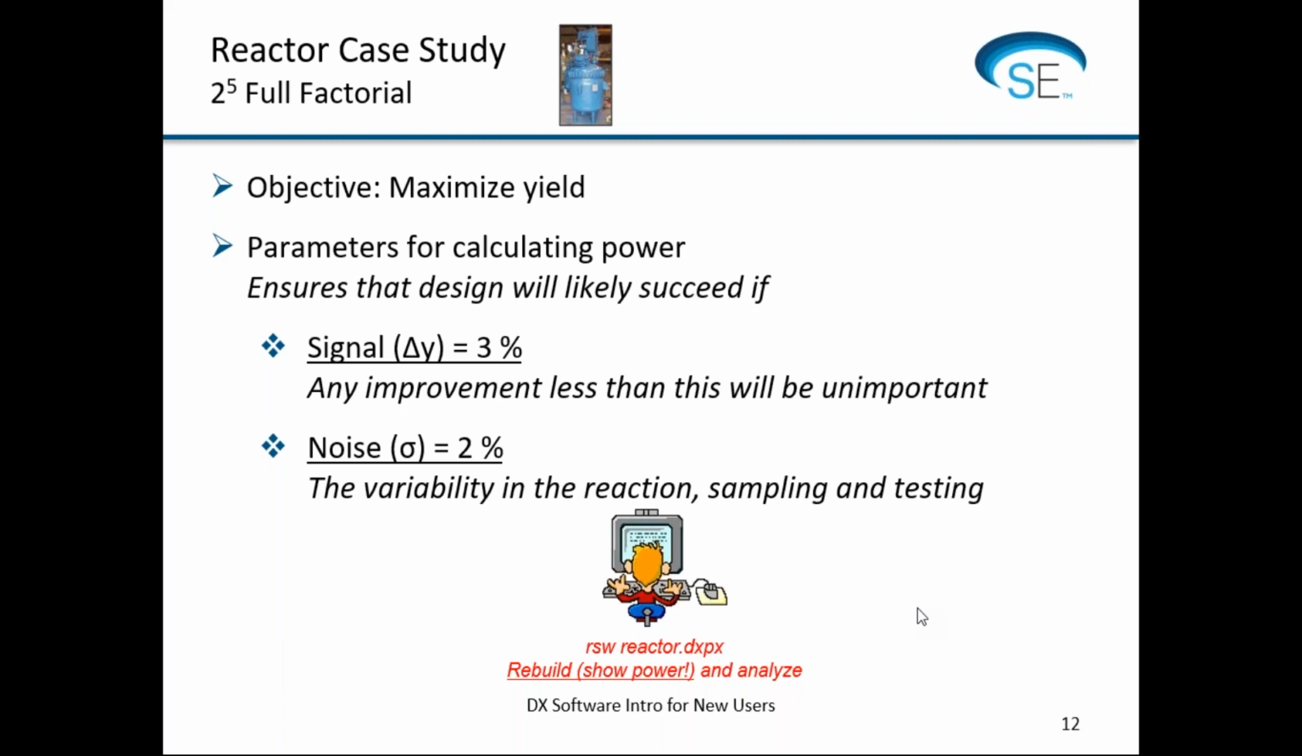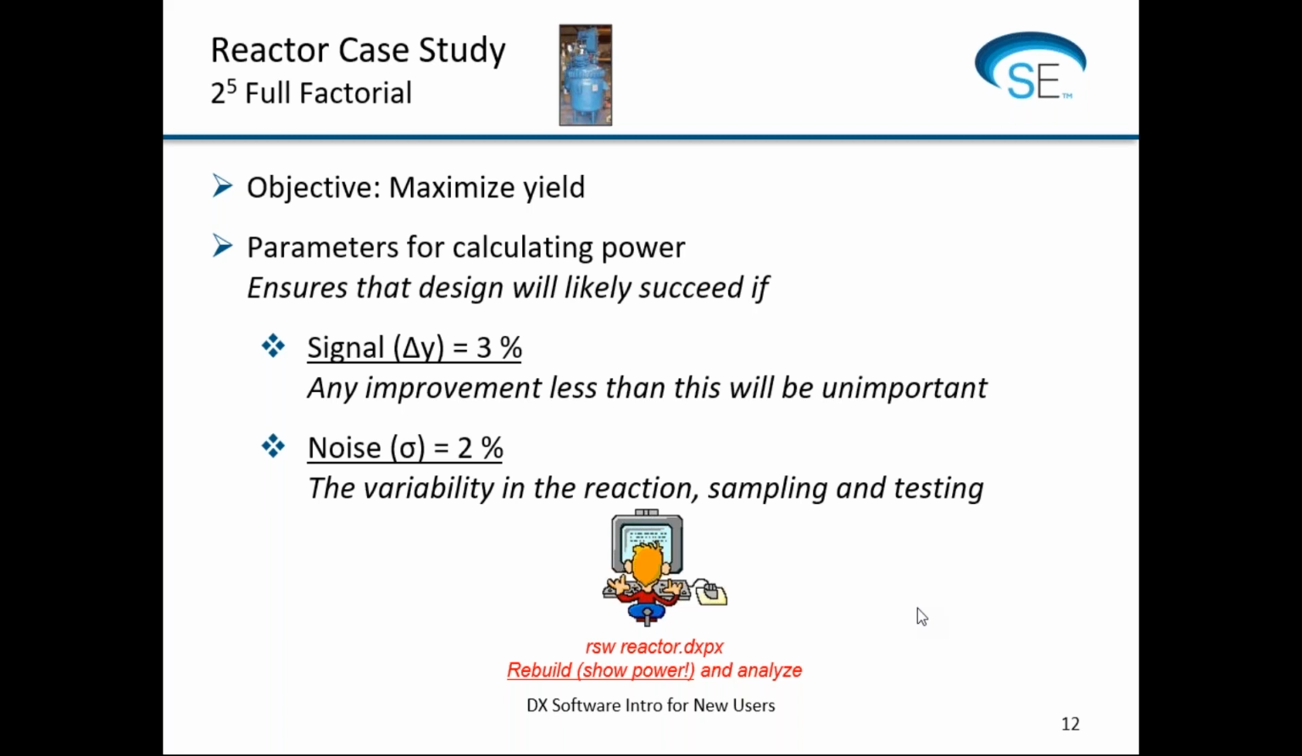We want to check for power of the design. So in order to do that, there's a couple of inputs. We want to take a look at the delta Y. Now, this can be a little bit nebulous, but what it boils down to is this. Any improvement less than the value we pick, in this case, we're picking 3%, will be unimportant, and we're going to set up our experiment so that we might not catch things that are less than 3 percentage points change in yield for this design. And we're going to be okay with that because it won't be important.